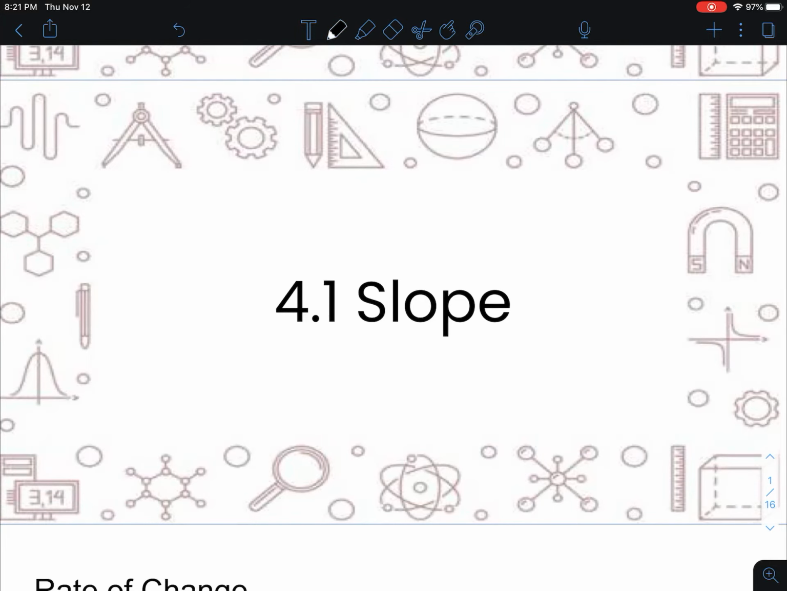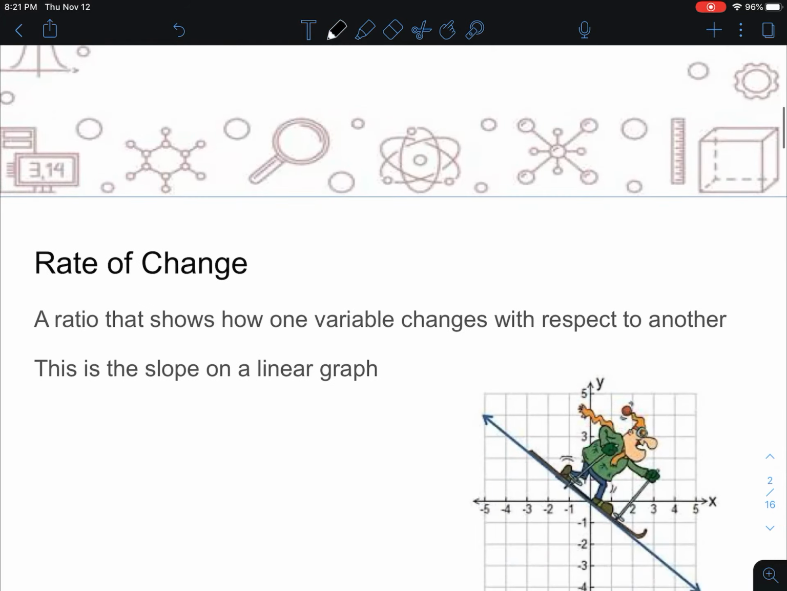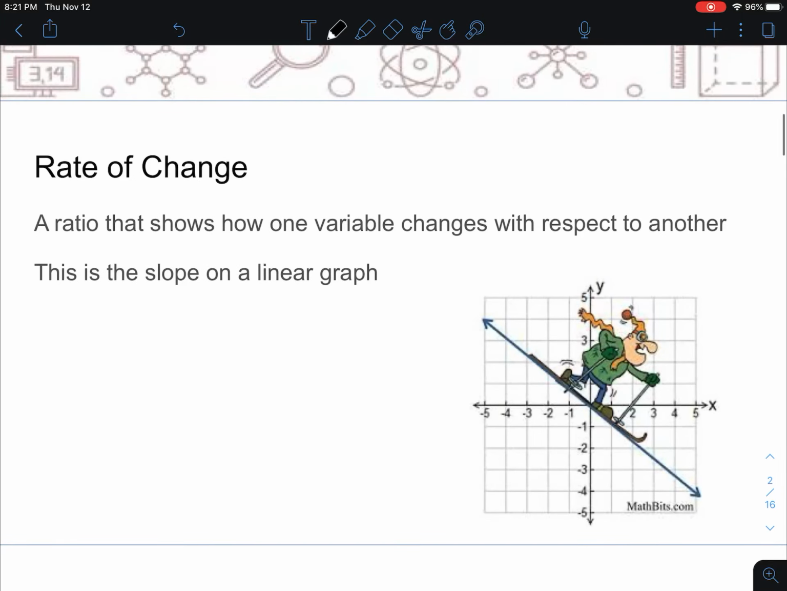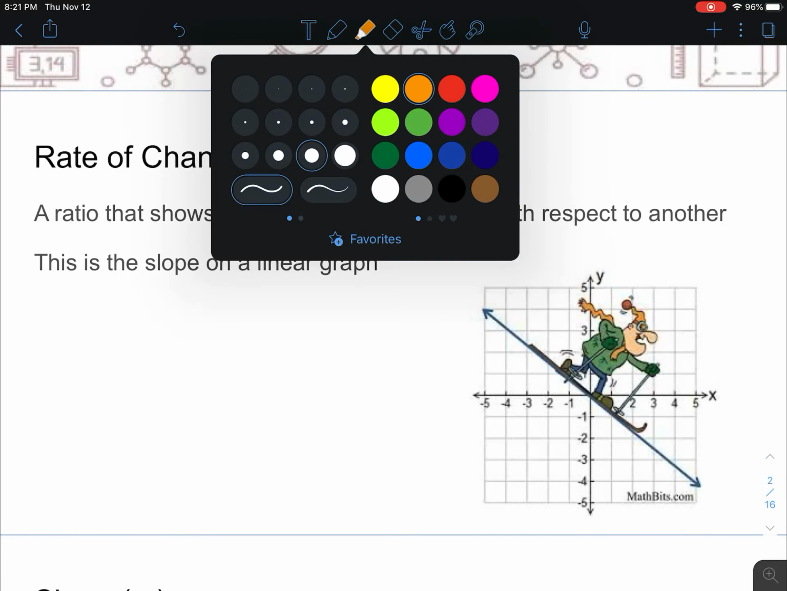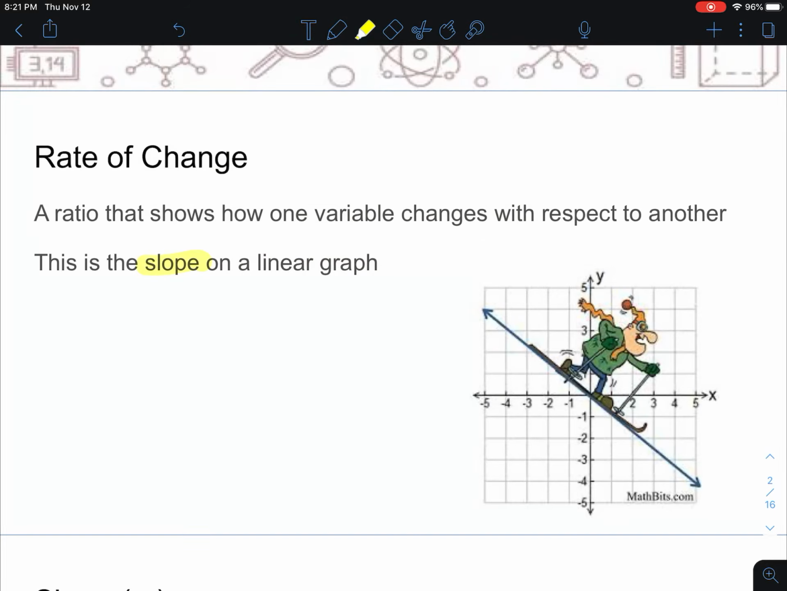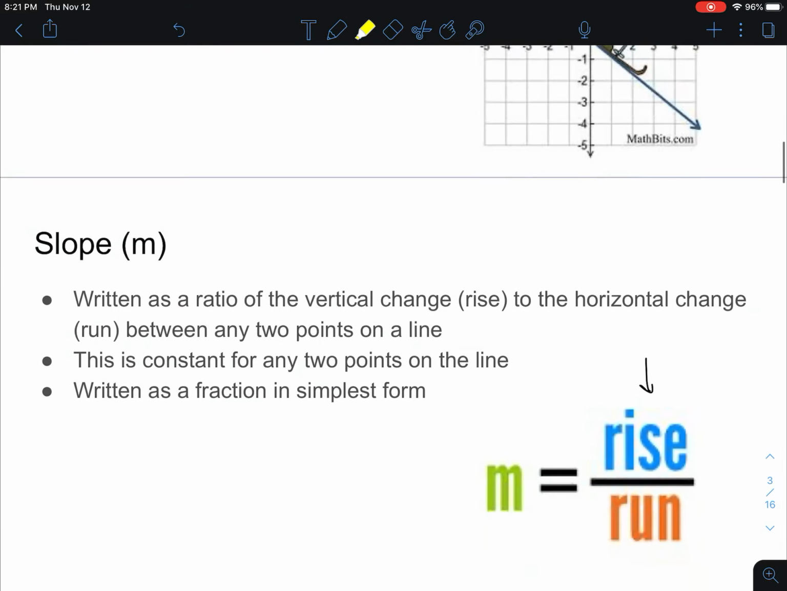Today we are going to be talking about slope. So slope is a type of rate of change, and a rate of change is a ratio that shows how one variable changes with respect to another. This is called slope when we are talking about a linear graph. So a linear graph is a straight line on a graph.